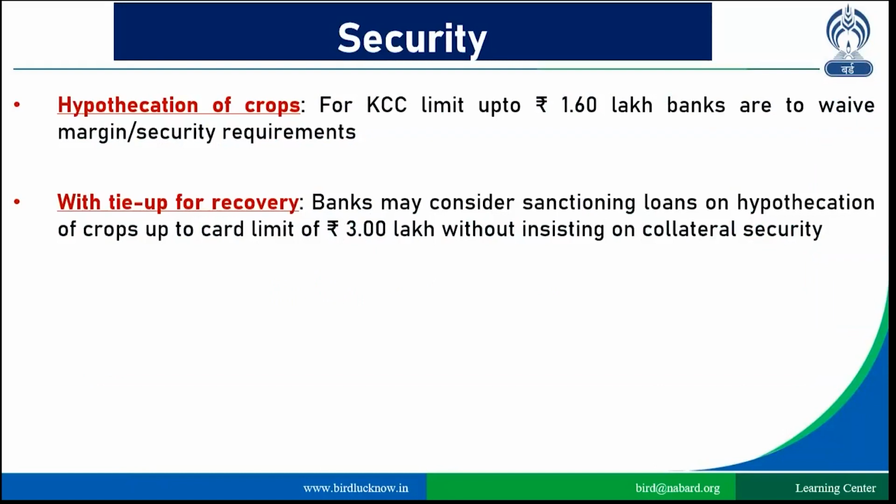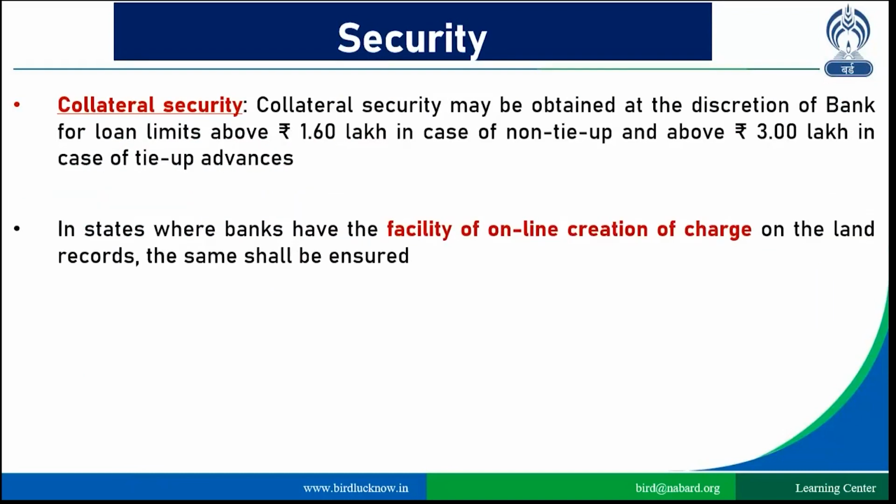Security up to 1.6 lakh: only the raised crop will be the primary security. After that, up to 3 lakh, if there is a buy-back arrangement, then the bank can waive. Above 3 lakh, for any loan, hypothecation and other rules apply as per the bank's board-approved policy, and they have to take the security and hypothecation, whatever is there. Facility of online creation of charge: if a state has the facility of online creation of charge, then the bank uses that. Otherwise, it is done manually in hard copy.